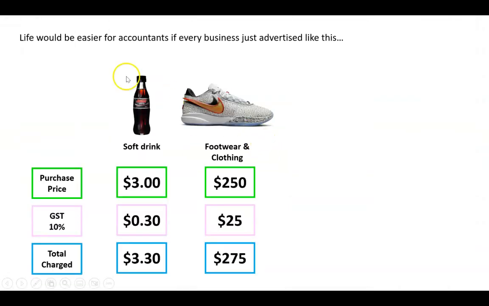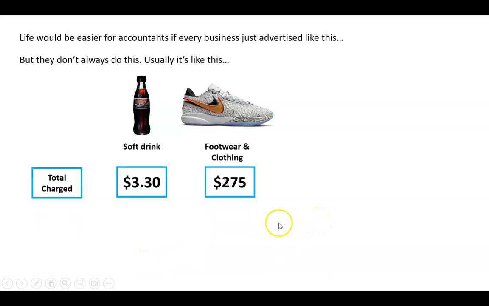So I guess what we could say is, if we're studying accounting, life would be so much easier for us as accountants if every business just advertised like this. They said on the sign, here's the bottle of Coke, it's $3, here's the GST, it's 30 cents, you owe us $3.30. But they don't do that. What they do is they usually do it like this. They just give us an amount. They say $3.30 or $2.75 or whatever it might be, and we need to know that there's GST on it, and more importantly, how to calculate it. So how do we actually go and do that? How do we calculate all these GST amounts when they're not given to us?